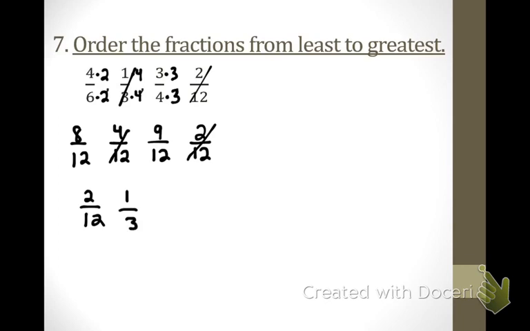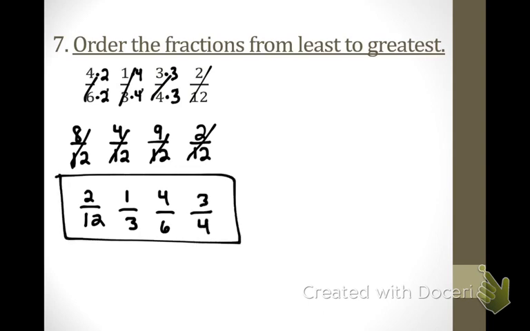Next up, Katie. It's not 3/4. Look down here at what's left down here. What's smaller, 8/12 or 9/12? 8/12. So what's the original for 8/12? 4/6. 4/6 is what I'm going to write. Isabel, what's my final one? Okay, it was 9/12, so that is 3/4. And this is how you put them in order from least to greatest.